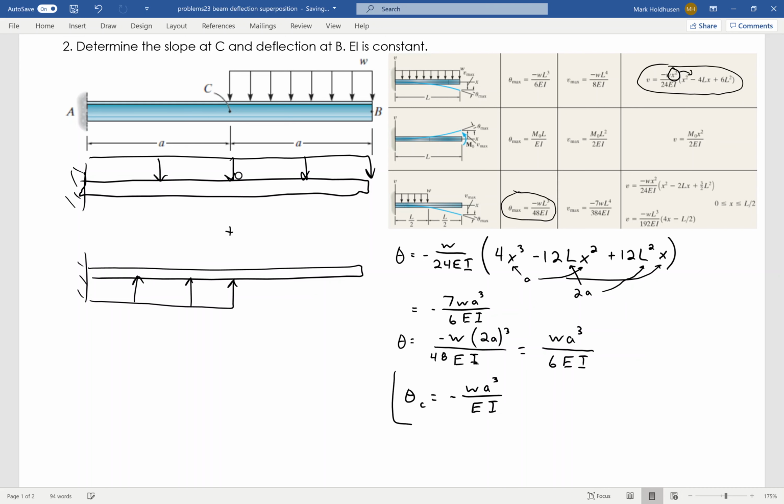So again, I've got the distributed load over the whole thing going down, and then the distributed load on half of it going up, right? So adding the negative downward slope to the positive upward slope gives me the total slope at C there.